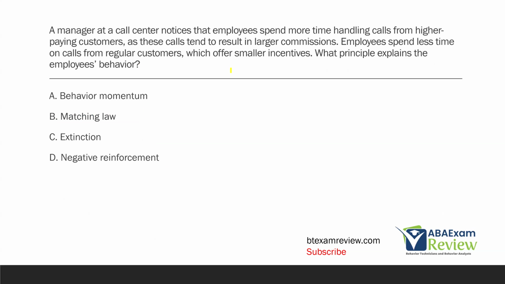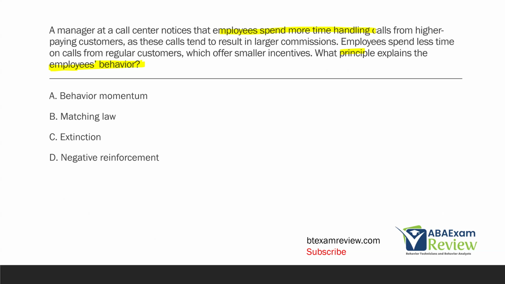A manager at a call center notices that the employees spend more time handling calls from higher paying customers, as these calls tend to result in larger commissions. Employees spend less time on calls from regular customers, which offer smaller incentives. Which principle explains the employee's behavior? A lot of principle and behavior questions, which is fine because it's good practice, right? We're identifying one, what behavior are we looking at? What is the behavior here?